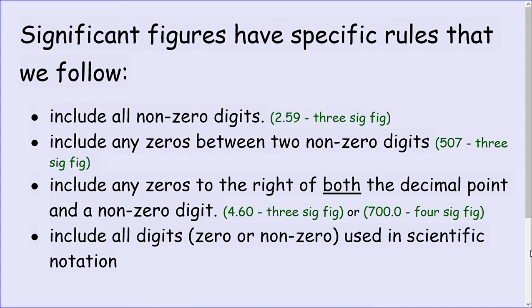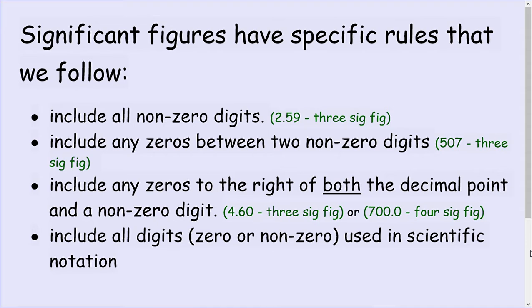It includes any zeros between two non-zero digits. So we have a 5 and a 7, and there's a 0 tucked in the middle, 507. It also has three significant digits. There's a 0 tucked in between two non-zero digits. So if we were to look at that number, 507 does not really change what that tens place would look like.